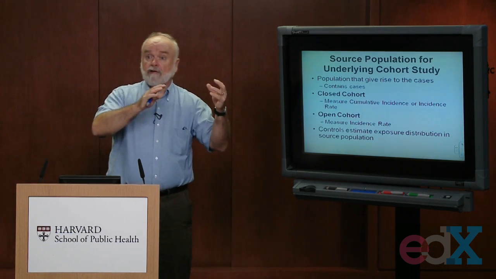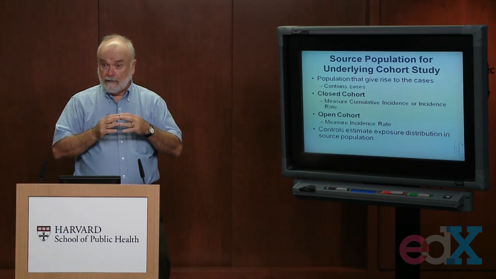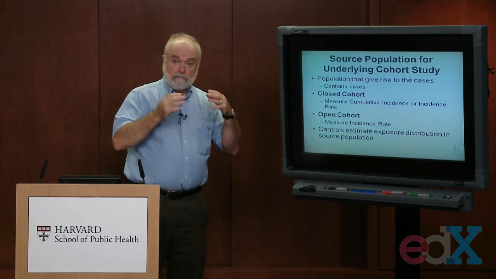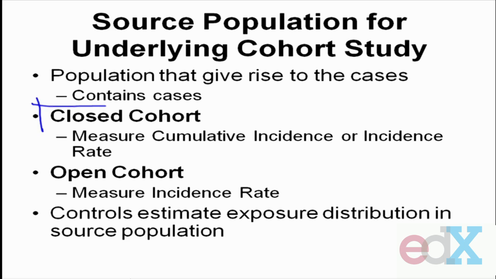Okay, so let's talk about these underlying cohort studies that in our mind existed in the past. In the past, they were followed forwards in time to see who developed heart disease and who didn't develop heart disease. When we talked about cohort studies, we talked about two different types of cohort studies. We talked about closed cohort studies. We talked about open cohort studies.